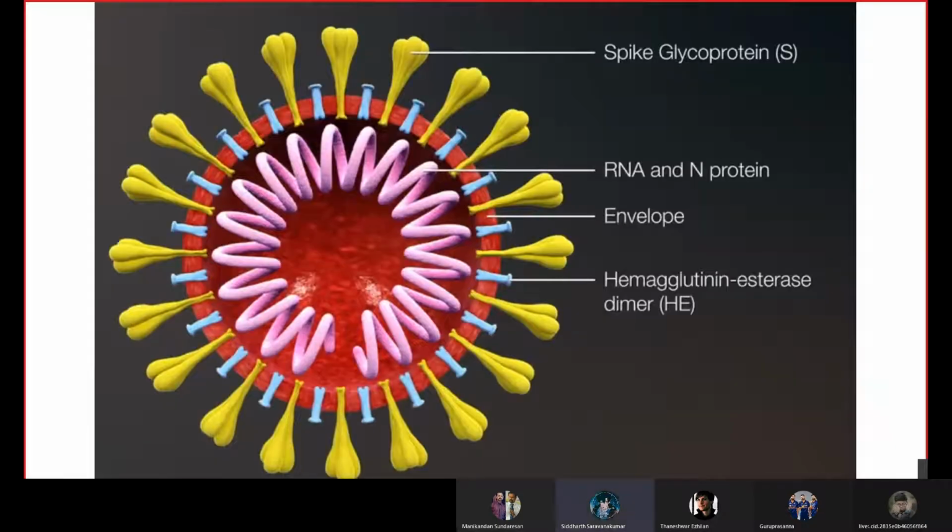And this is how a virus looks, and it's made up of the spike protein on the outside, these. Then we have the DNA and RNA inside, also known as its nucleus. Then we have the envelope, the protective shell. And then we have the hemagglutinin esterase dimer, these, the blue stuff.